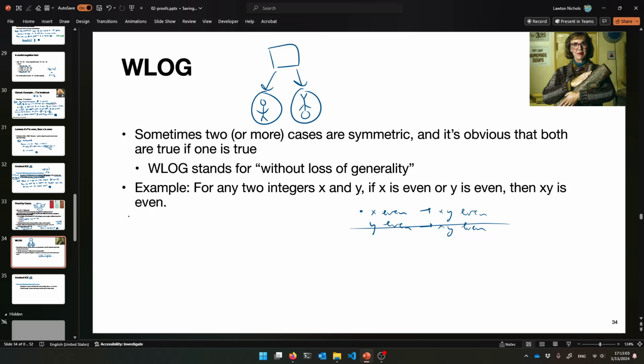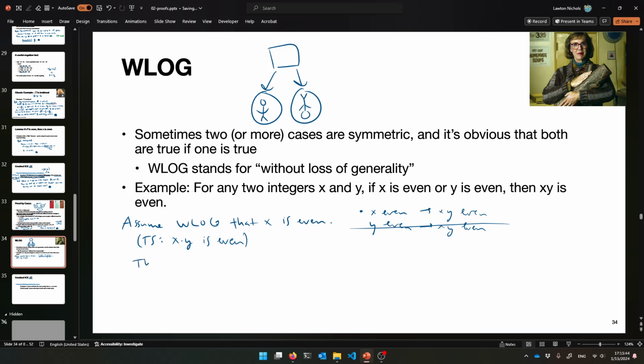So what you do when you notice that idea is just assume, without loss of generality, that x was the one that was even, right? Because it's an implication, and those are your two cases. Assume WLOG that x was the one that was even. Does that make sense? And then what we need to show now is that xy is even, x times y is even. So all right, assume that x is even.